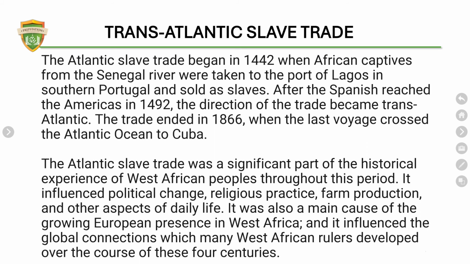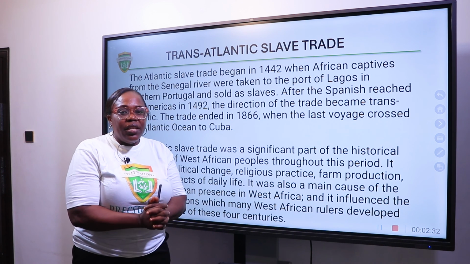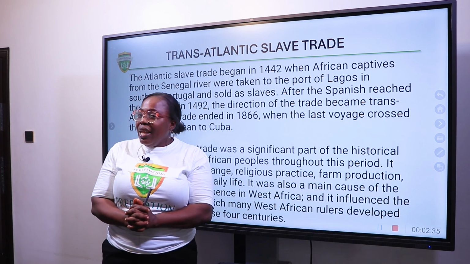It says, the Atlantic slave trade was a significant part of the historical experience of West African peoples throughout this period. It influenced political change, religious practice, farm production, and other aspects of daily life. It was also a main cause of the growing European presence in West Africa, and it influenced the global connections which many West African rulers developed over the course of these 4 centuries. So, the transatlantic slave trade started in the 15th century and ended in the 19th century.